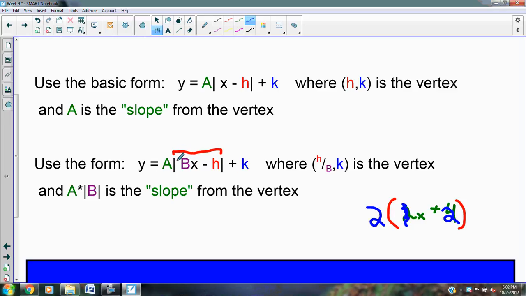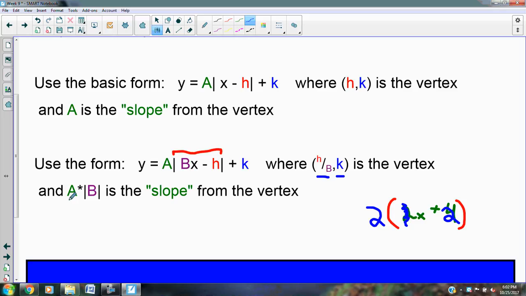When you factor it out, your new vertex is going to be h over b as your x value, and then just k as your y value. Your new slope is going to be a times the absolute value of b. Because b was inside of the absolute value, if this was like a negative 2 times x in here, you're actually just timesing your slope by 2, not by the negative 2.